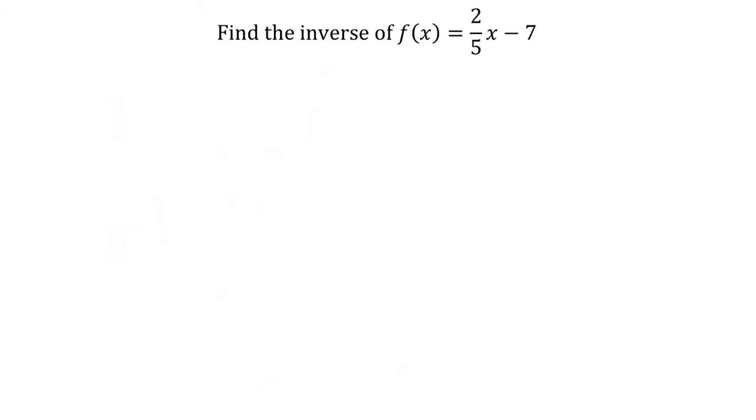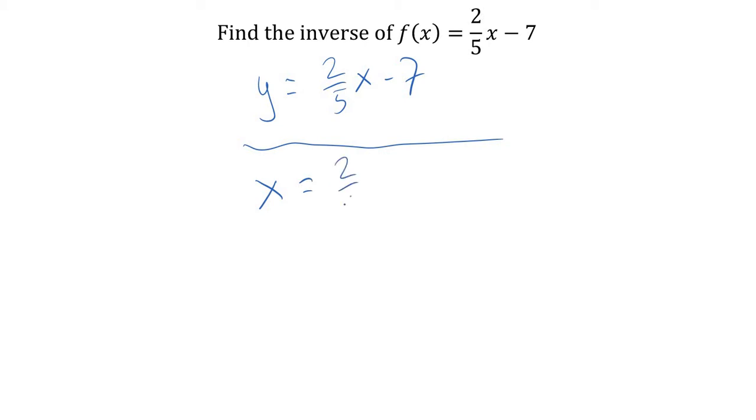Okay, let me do one for you. Find the inverse of this function. Well, I'm going to rewrite it like this: y equals 2/5 x minus 7. All that f of x means is it's a function, but that's our output, so we can put a y there. So remember what we do? I'm going to put a line to divide here. Switch your x and y. So x equals 2/5 y minus 7.